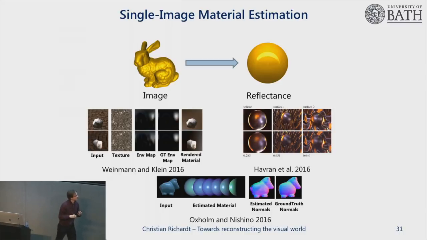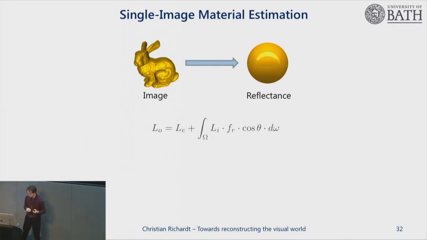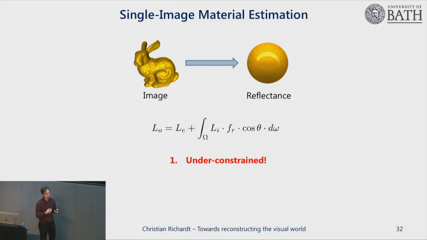And there have been also some papers that use variational methods for optimizing materials and normals at the same time. But the rendering equation actually conflates all of these things together, so there are a lot of ambiguities, so you need to build in strong priors if you want to reconstruct all of these things at the same time. So it's very under-constrained, really. All we have is a per pixel color. We don't have any idea of the geometry or the lighting or the material, so there are quite a lot of parameters in there.